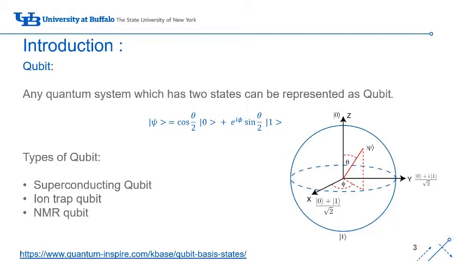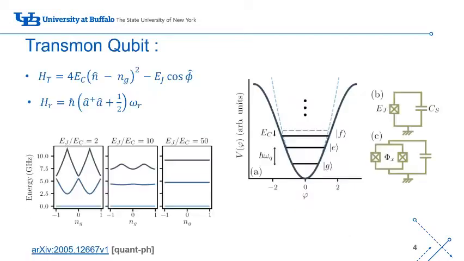So that's our qubit. There are many different kinds of qubit realizations that have happened over the past few decades. Some of the very successful ones are the superconducting qubit and the ion trap qubit. In my case, I'll talk about one specific type of superconducting qubit, which is the transmon qubit. All right, so let's go to the slide and see what that is.